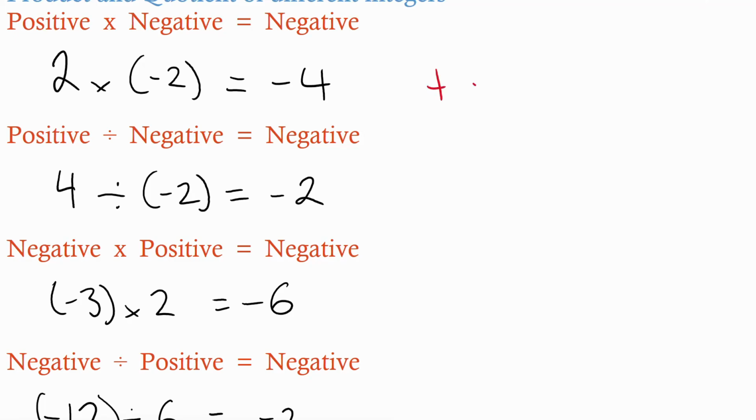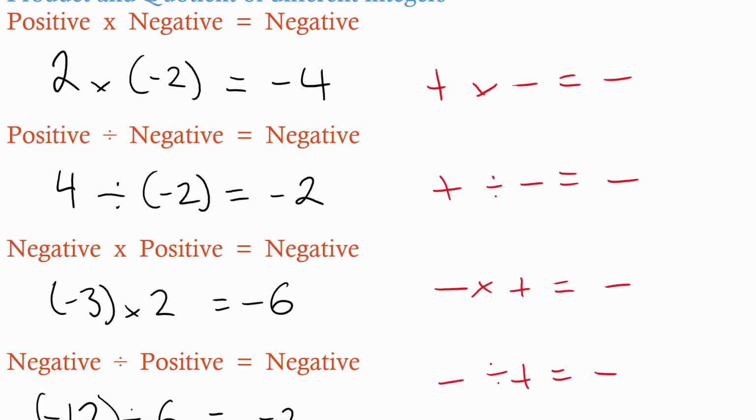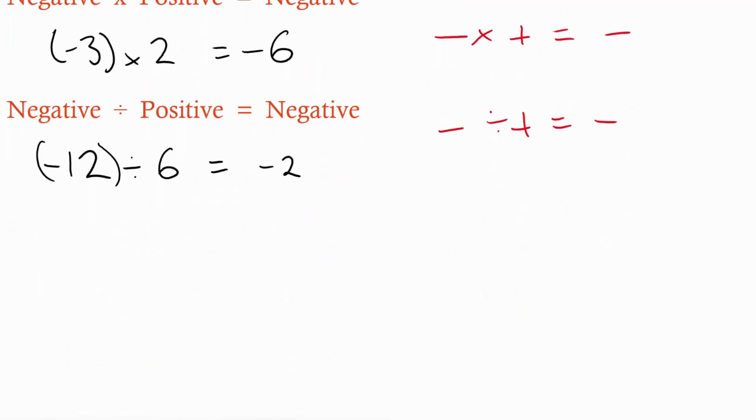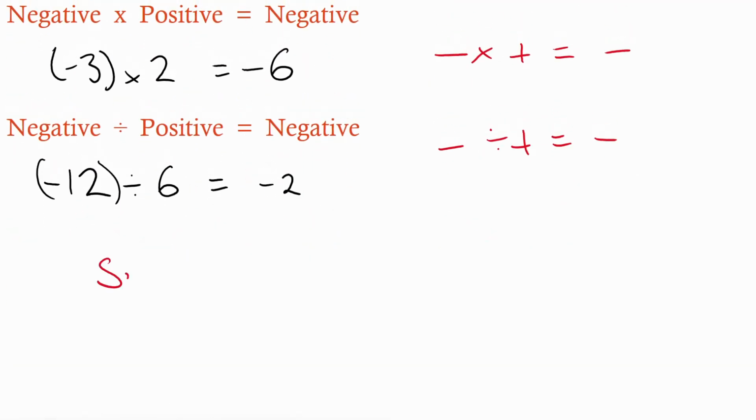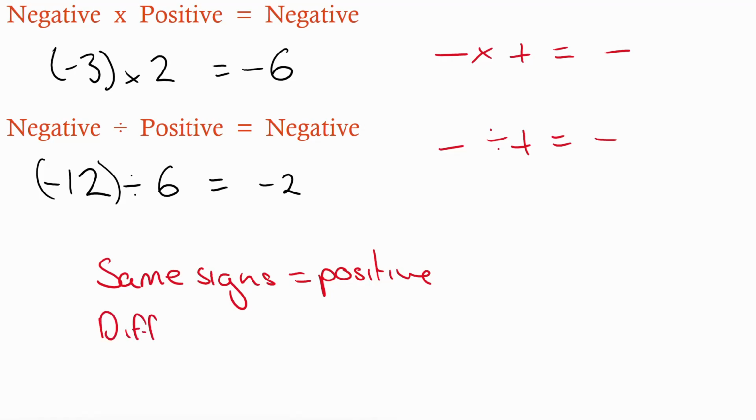So, positive times a negative equals negative. Positive divided by negative equals negative. Negative times positive equals negative, and negative divided by positive equals negative. This is the main takeaway. The same signs are positive. Different signs, negative.